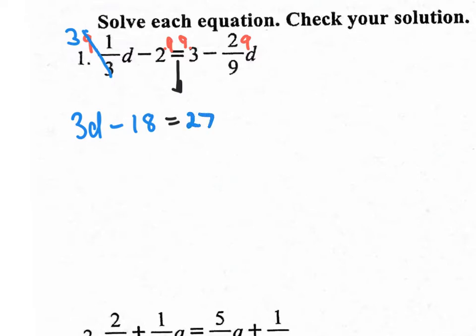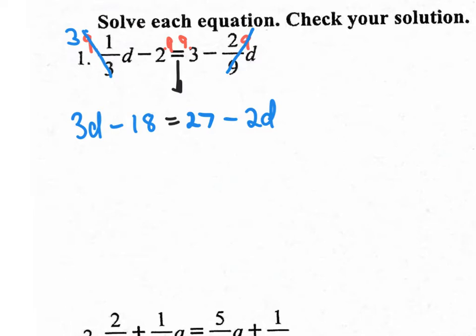And then 9 divided by 9 over here. 9 divided by 9 is 1. That's why it cancels out. And you have a negative 2d left over. So put a minus 2d. So notice that by multiplying everything by that denominator 9, both fractions get eliminated.